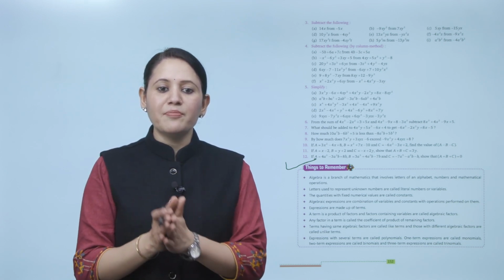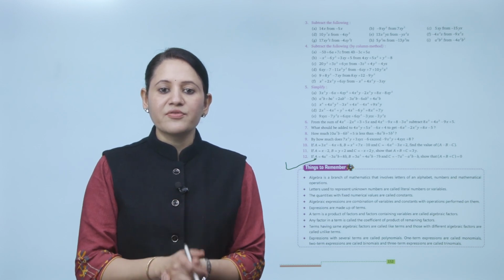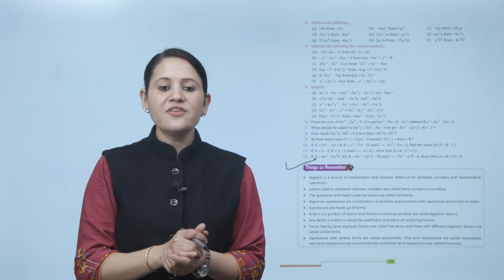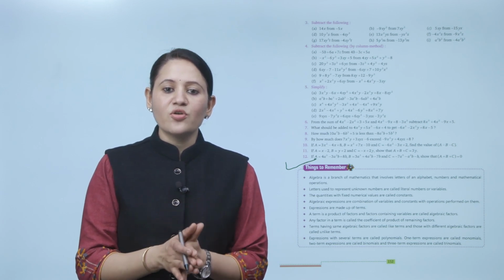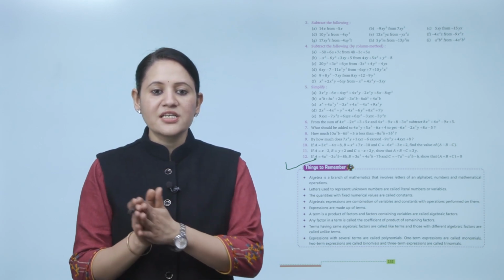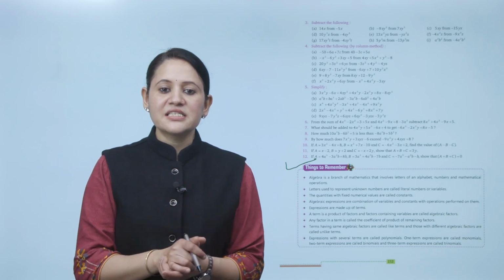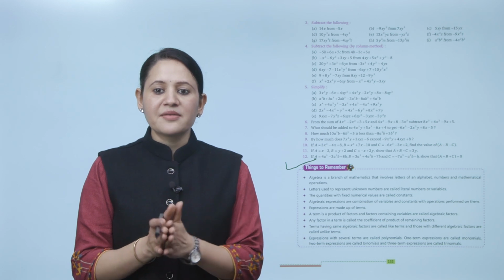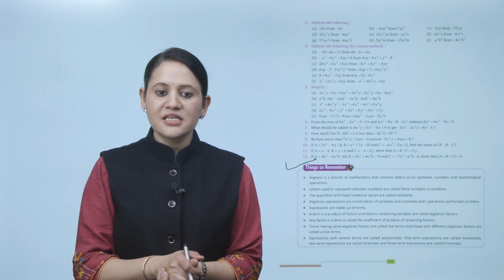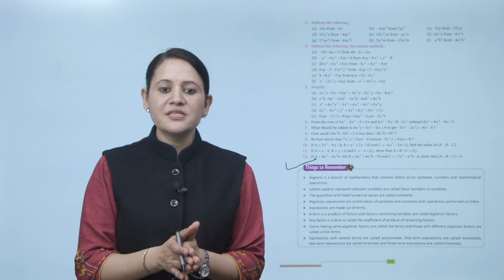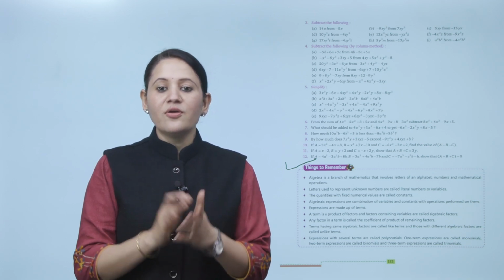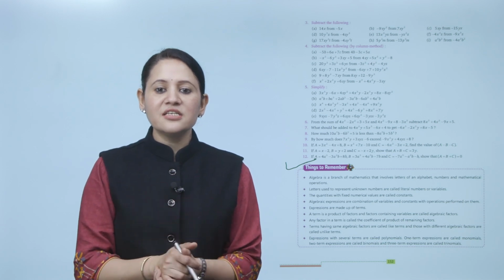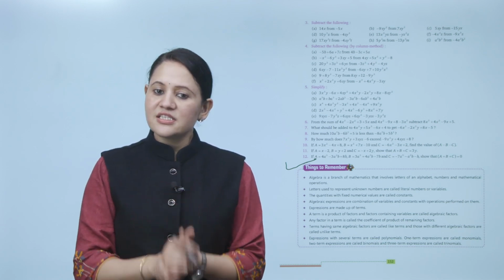Expressions are made up of terms. A term is the product of factors, and the factors containing variables are called algebraic factors. Any factor in a term is called the coefficient of the product of the remaining factors. Terms having the same algebraic factors are called like terms and those with different algebraic factors are called unlike terms. An expression with several terms is called a polynomial. A one-term expression is called a monomial, a two-term expression is called a binomial and a three-term expression is called a trinomial.